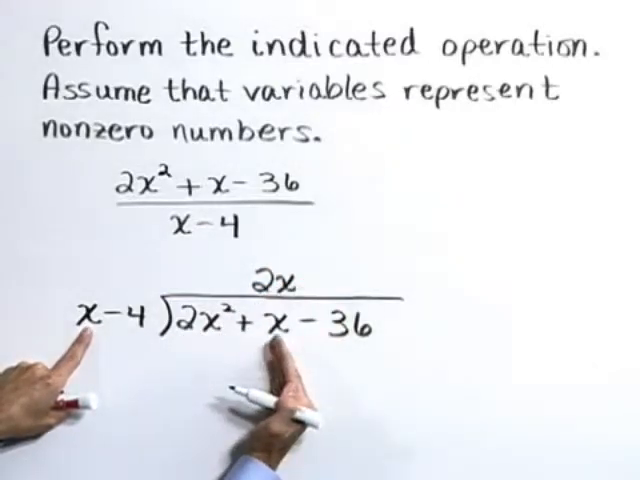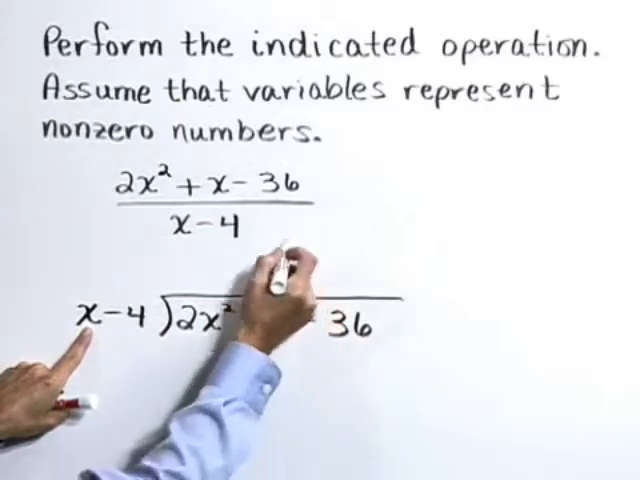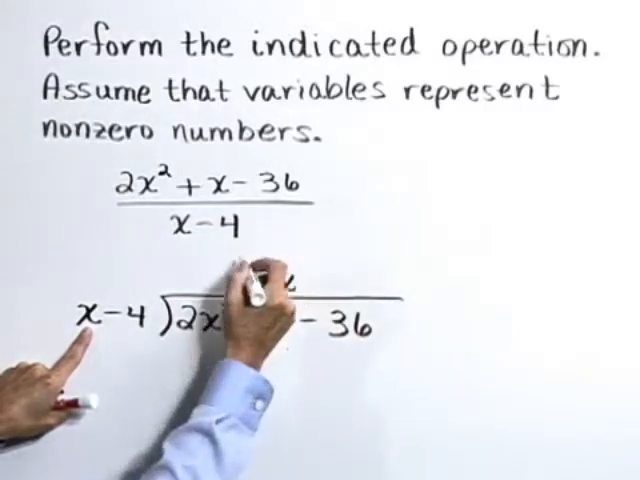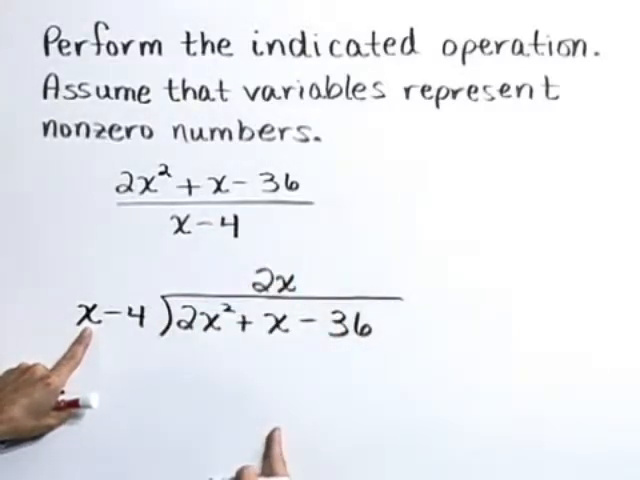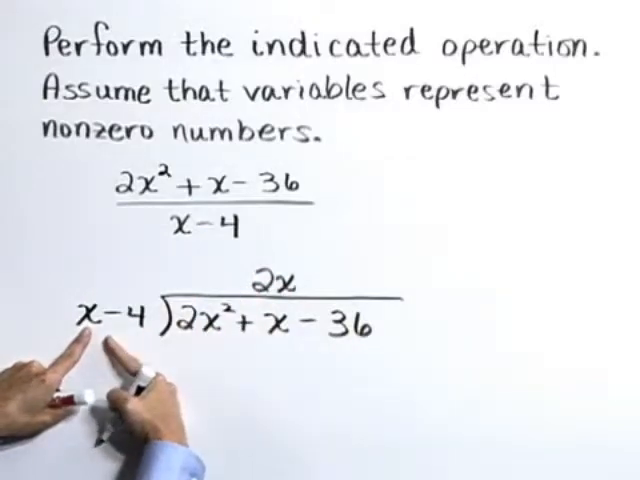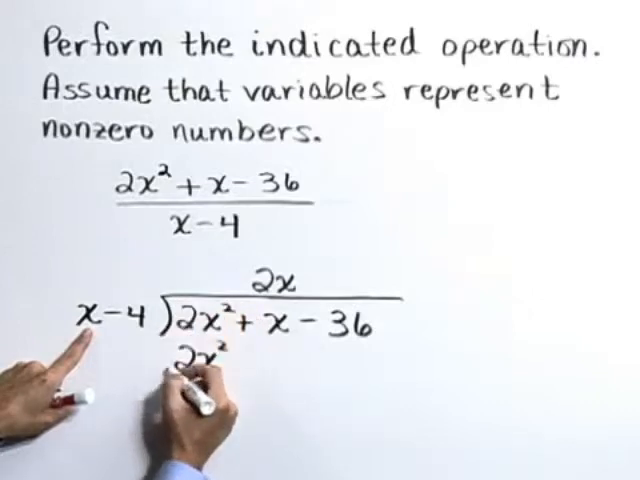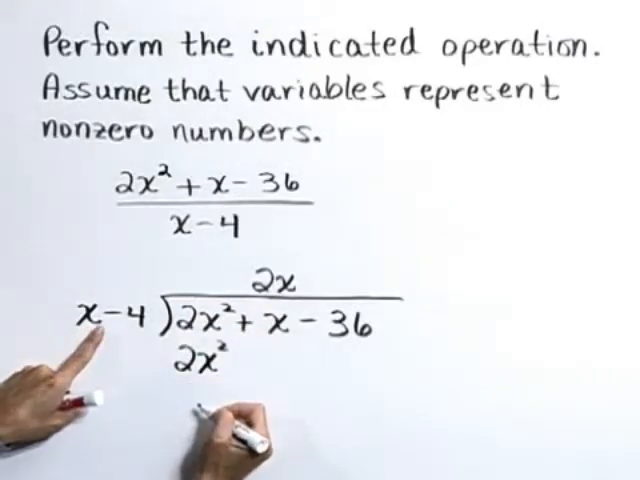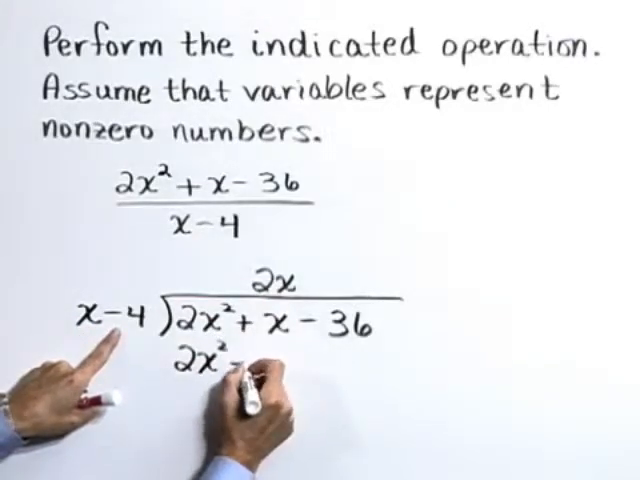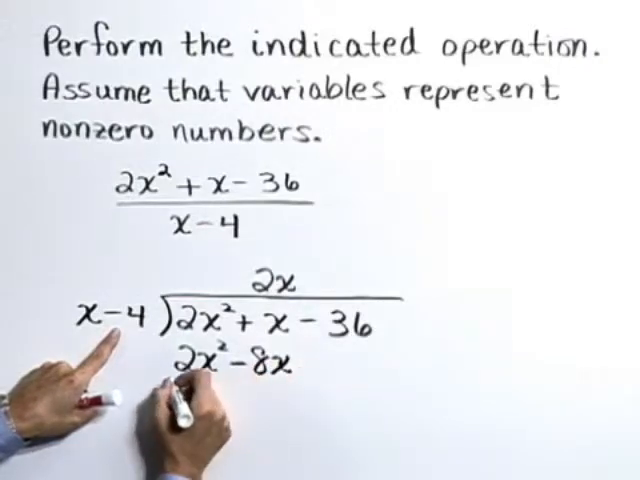I'm going to move over one space so that I can align all of my like terms in the same column. Now let's multiply back. 2x times x is 2x squared, keeping like terms in the same column. 2x times negative 4 is a negative 8x.